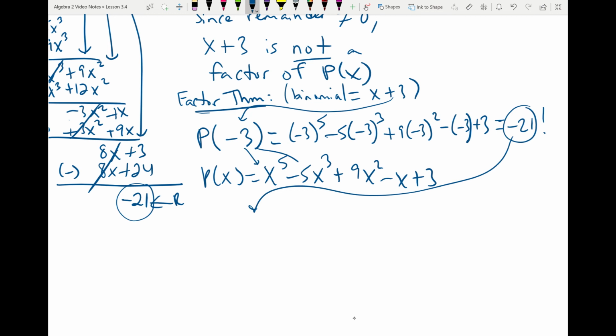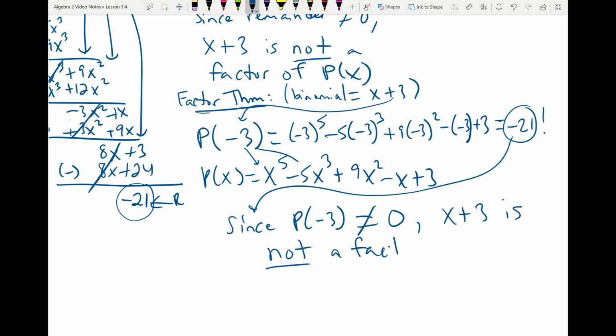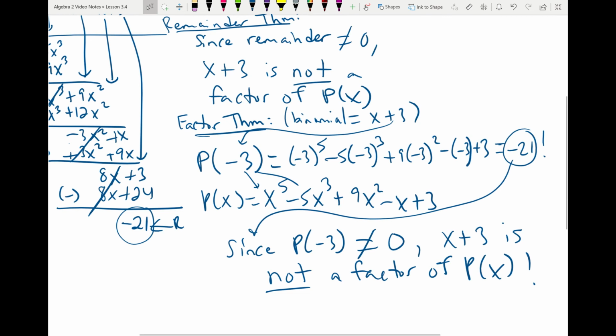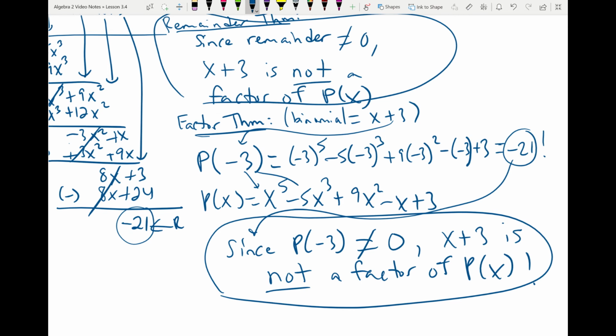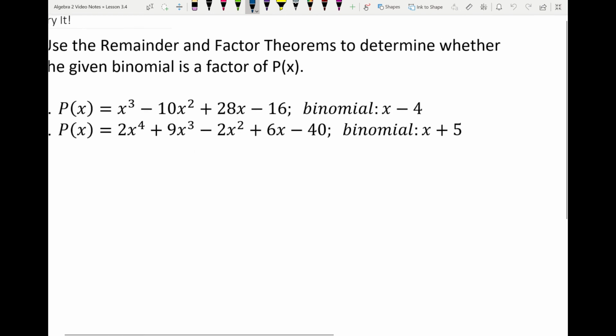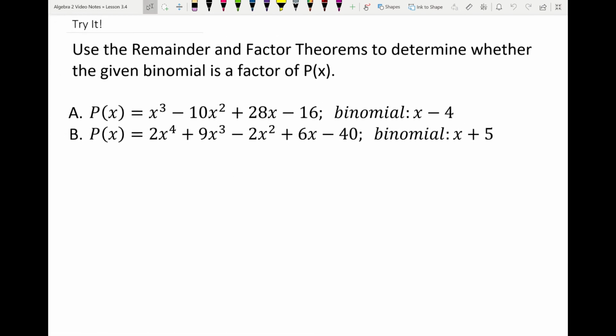So since p of negative 3 does not equal 0, this means that x plus 3 is not a factor of p of x. All right, so we have essentially our two things here, and here. All right, so go ahead and give it a try, pause the video, and we'll talk about these in just a little bit.